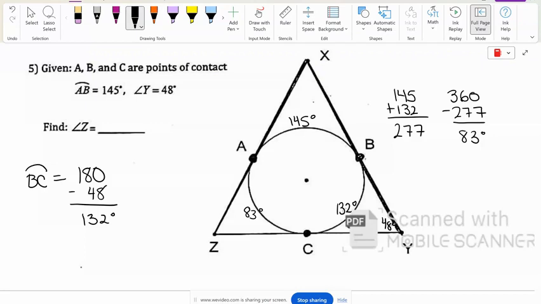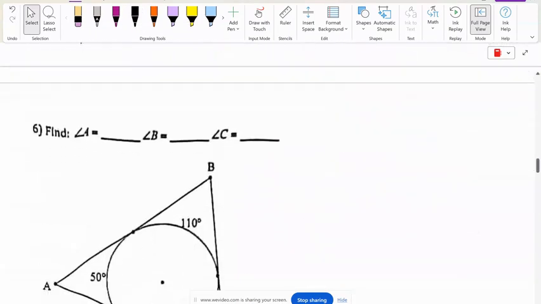Good, because angle Z is a tangent-tangent angle. The tangent-tangent angle and its minor arc add up to 180. So we are going to do 180 minus 83 and get 97 degrees. All right, let's keep going.